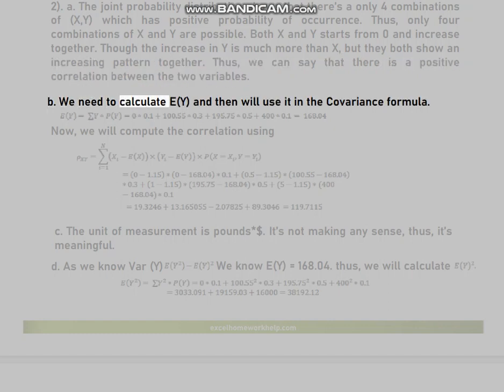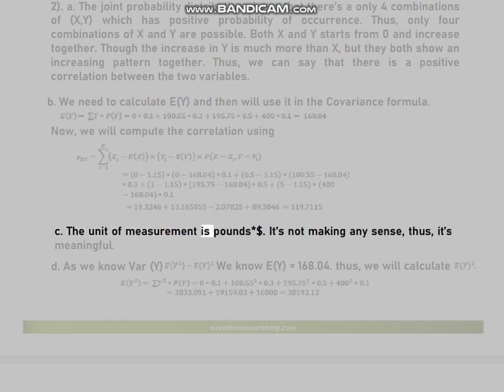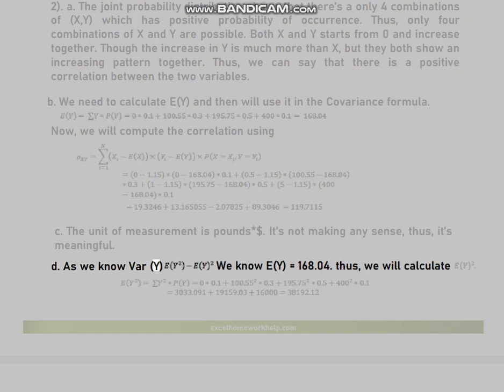B. We need to calculate E(Y), and then we'll use it in the covariance formula. C. Now, we will compute the covariance. The unit of measurement is pounds times dollars. It is not making any sense, thus it is not meaningful. D. As we know Var(Y), we know E(Y) equals 168.04. Thus, we will calculate the standard deviation.